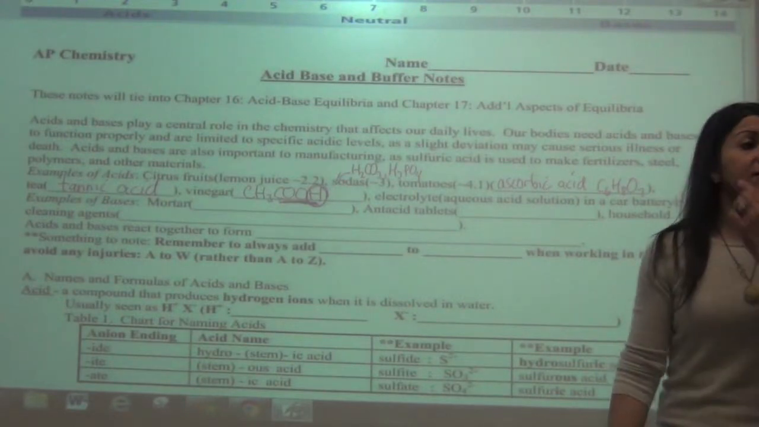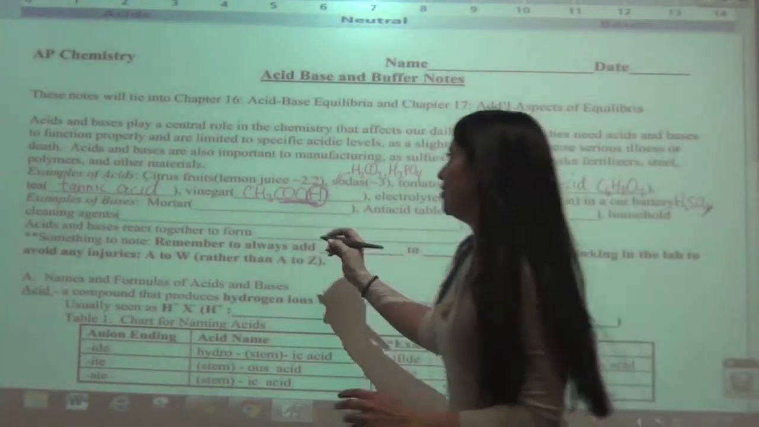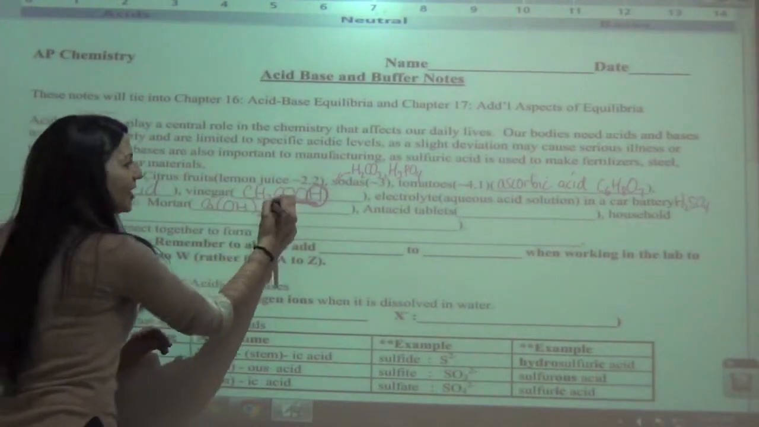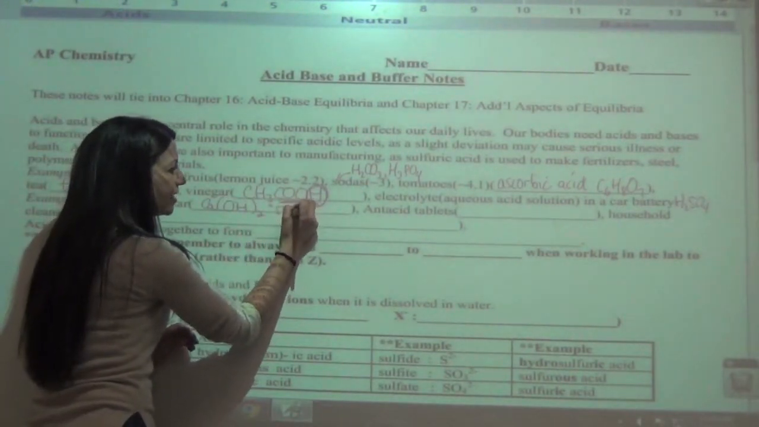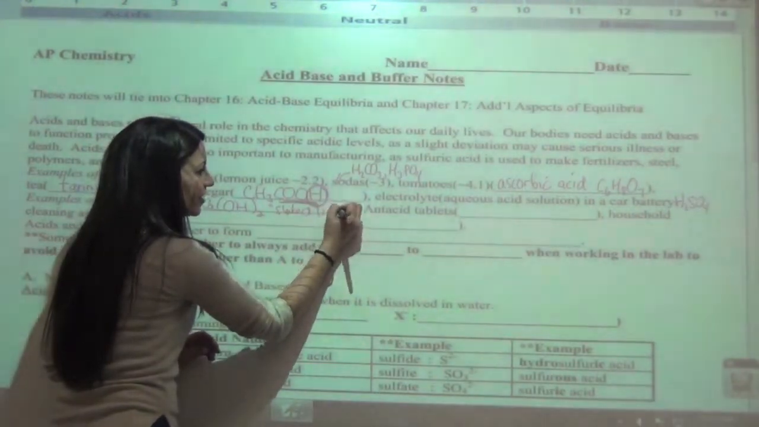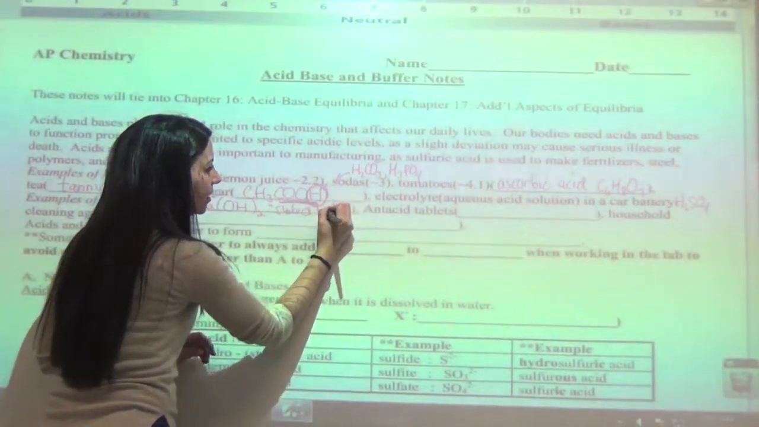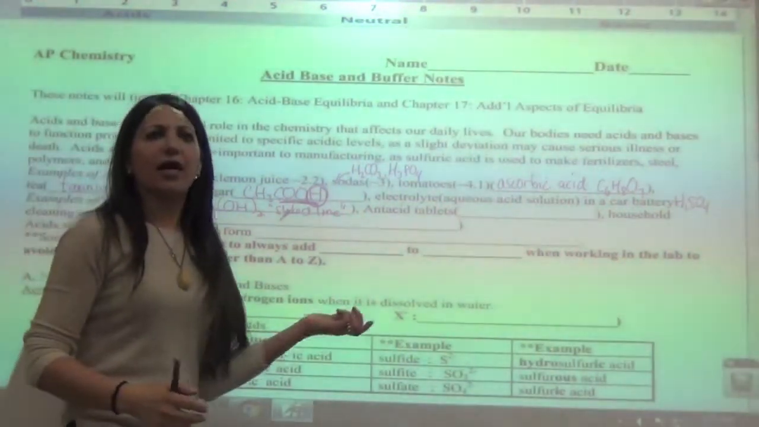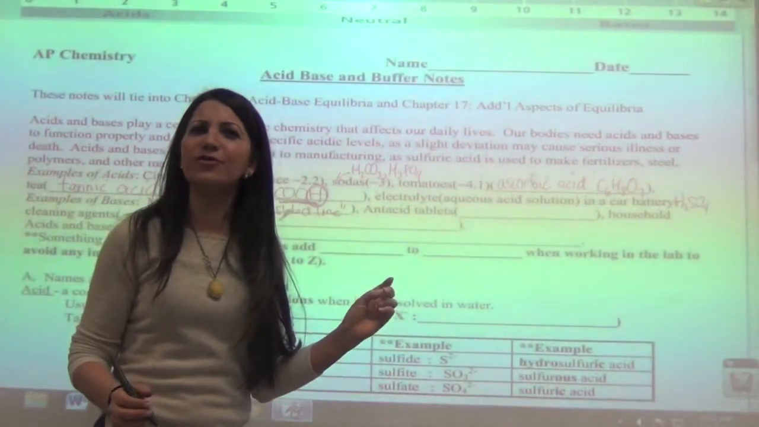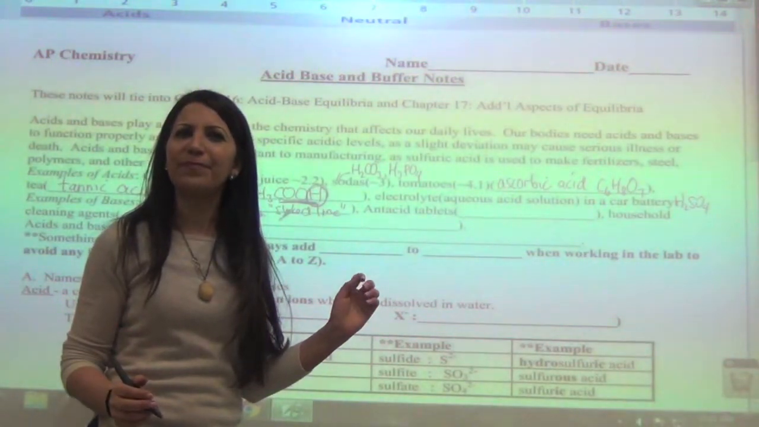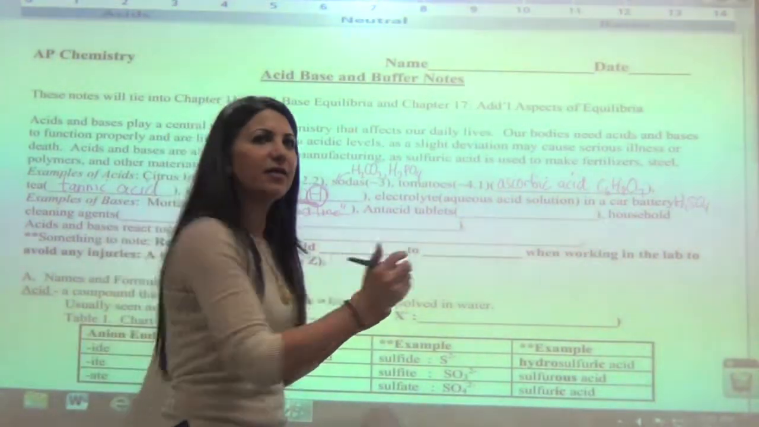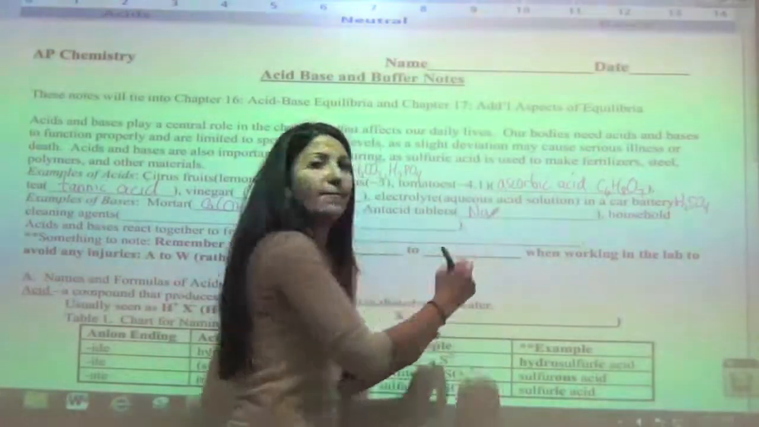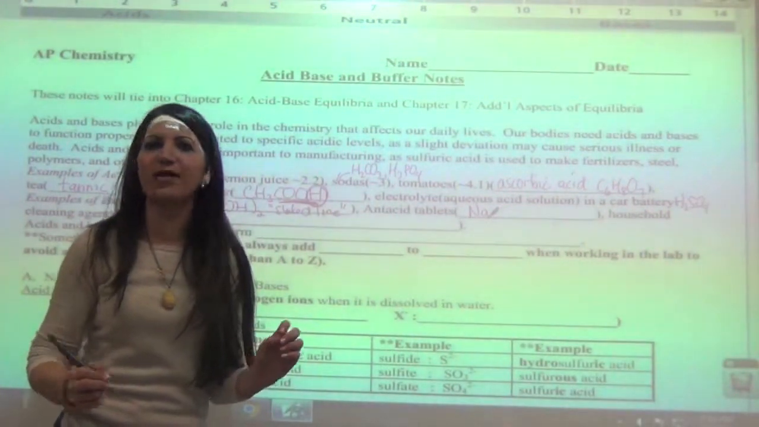Okay, bases. So mortar, they'll use calcium hydroxide, for example, and they will call this slaked lime. You'll see that they'll use slaked lime is what they'll call that. Antacid tablets. Does anybody remember? You can use sodium. Anybody want to guess? Not hydroxide. They'll use sodium bicarbonate. What is bicarbonate?